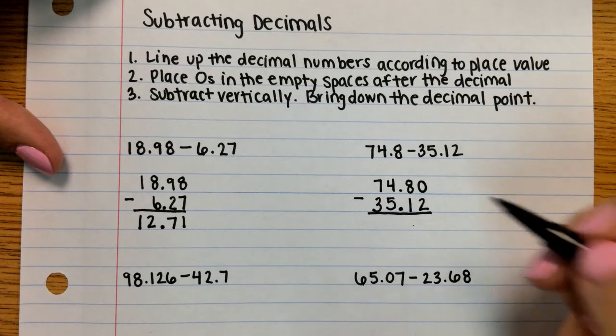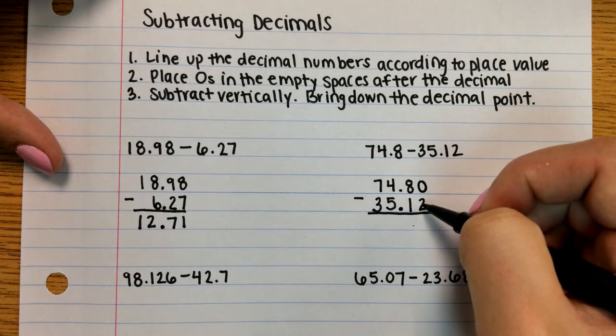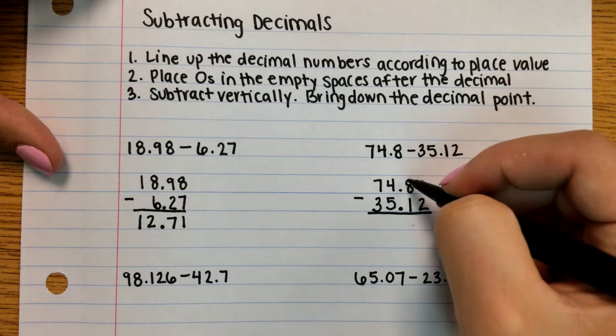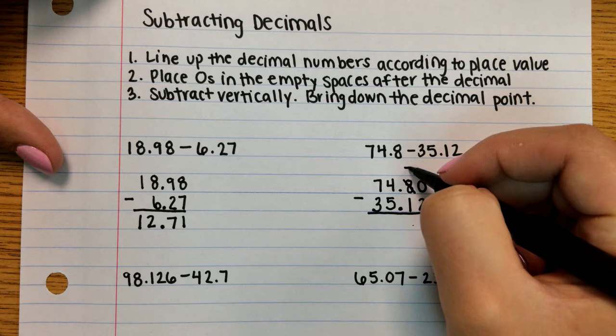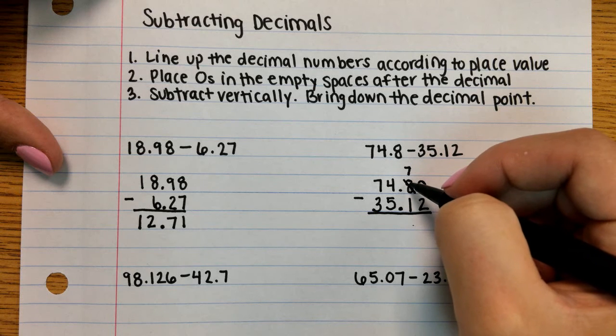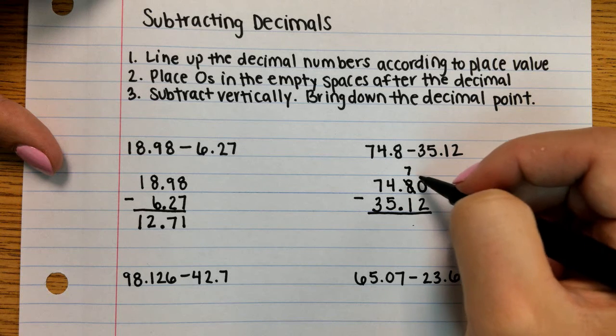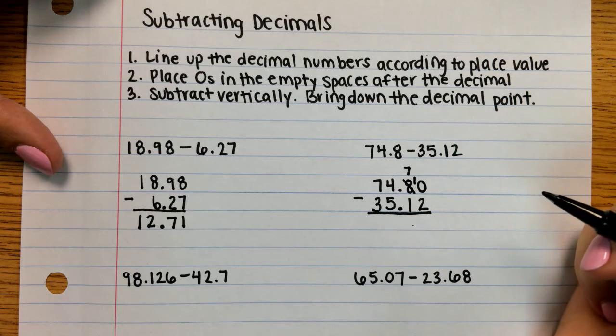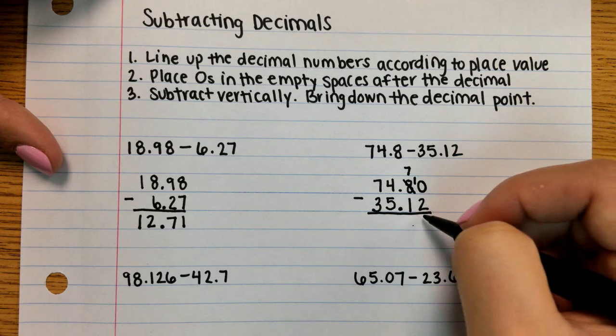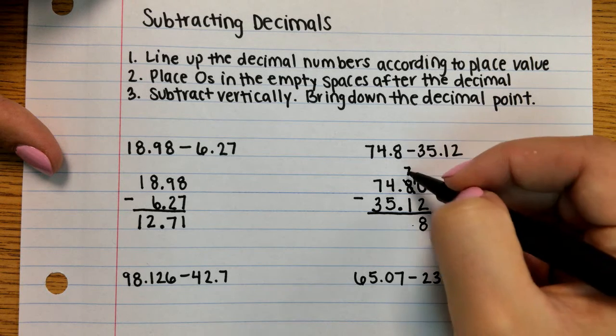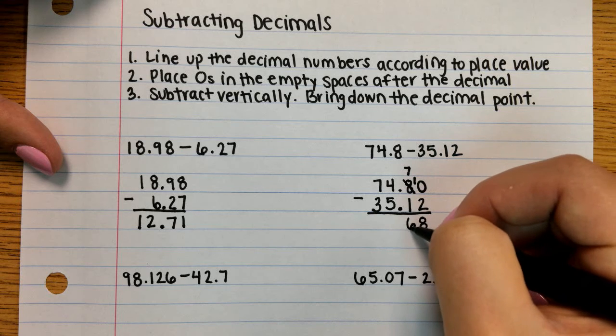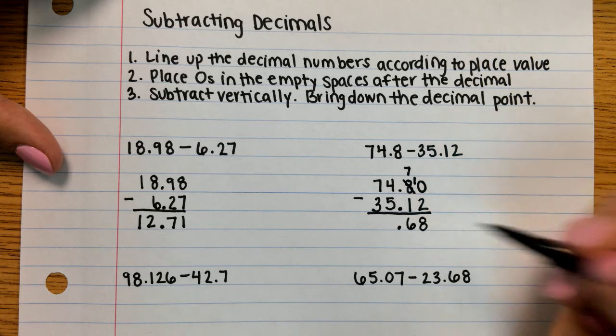Now I'm going to subtract. 0 minus 2 I cannot do, so I'm going to borrow from the 8. 8 becomes 7. Now I'm borrowing 10, so this 0 becomes 10. So then I do 10 minus 2, 8. 7 minus 1, 6. Bring down my decimal.